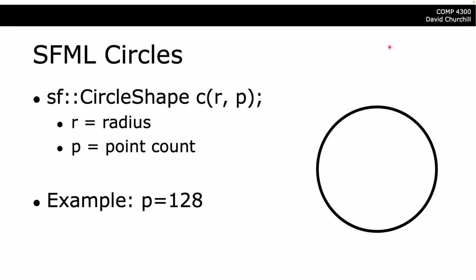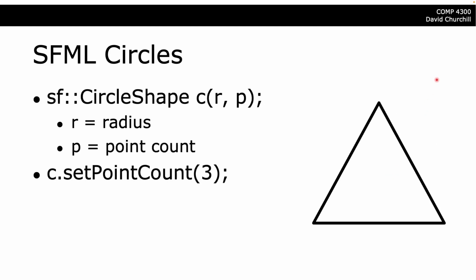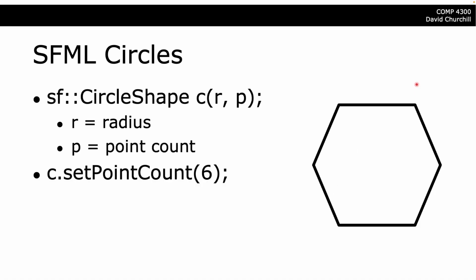So for example, if I were to create an SF circle shape, c, that's going to be the name of our variable here, with a given radius and a point count. These are the parameters that go into that. I'm sure you're all familiar with that from assignment 1. And if I had p equal to 128, we get a pretty smooth circle here. That's good enough for all of our purposes. But what if, instead of 128, I set my point count to 3? Well, then I literally get a triangle, because these points are co-circular. They are all on the same circle. It's just that we're trying to draw a circle with 3 lines. If I set that to 6, then I would get something like this.